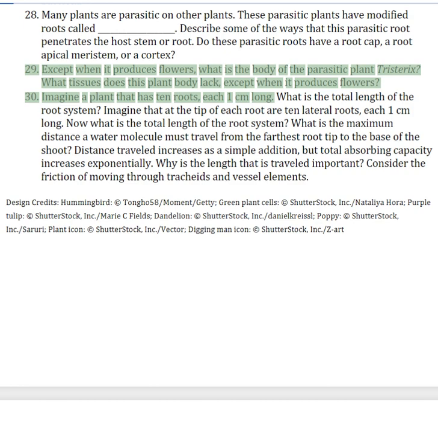29. Except when it produces flowers, what is the body of the parasitic plant Tristerix? What tissues does this plant body lack, except when it produces flowers?